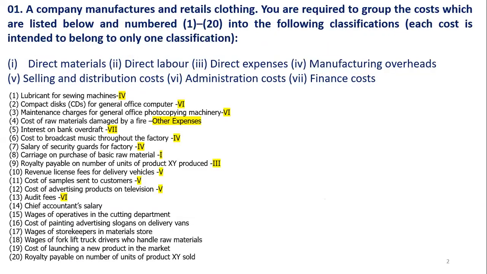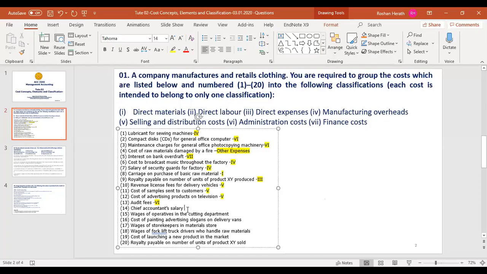Then you have chief accountant salary. What about chief accountant salary? Okay, good. Yes, you are going in the correct direction. Very correct. So it's again an administration cost. It's not something to do with manufacturing, but it's more or less an administrative task. So the chief accountant.